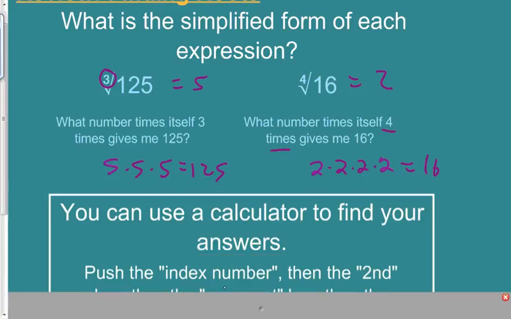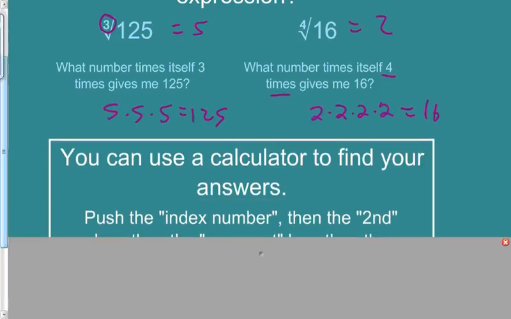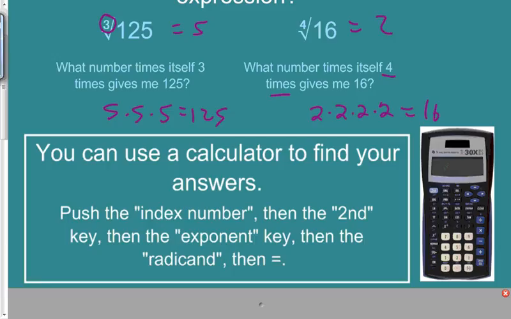You can always use your calculator. So I've got a little calculator off to the side. Here's how you find it if you're using a calculator. This is a typical calculator. First, push the index number. So if you're doing the cube root, you want to do 3. First, put in 3. And then the second button, because we're going to use the square root symbol, is the exponent key. All right, so it's this one right here.